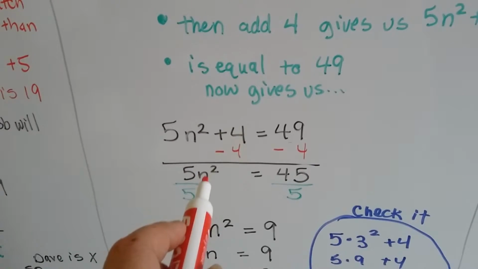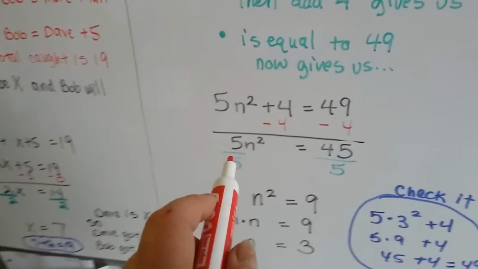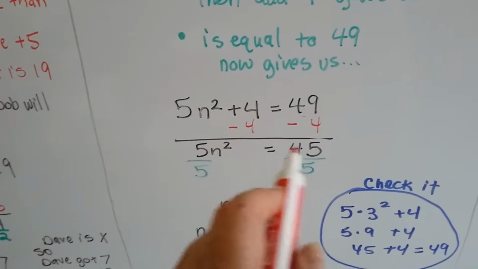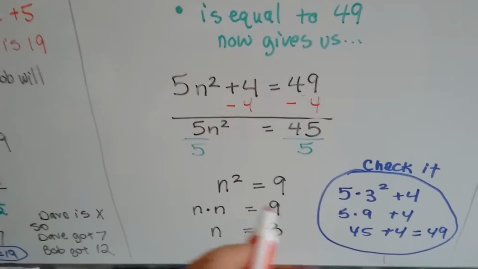Then we just end up with n squared. Okay? Just like over here we ended up with just x. Now we have just n squared equals 45. Equals 9, I'm sorry. 45 divided by 5 is 9.